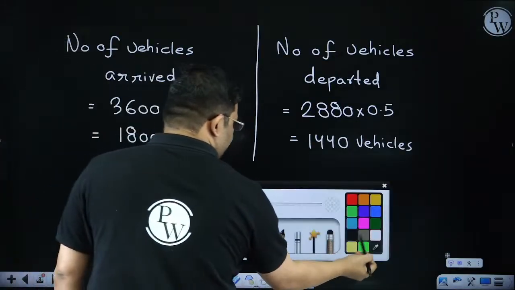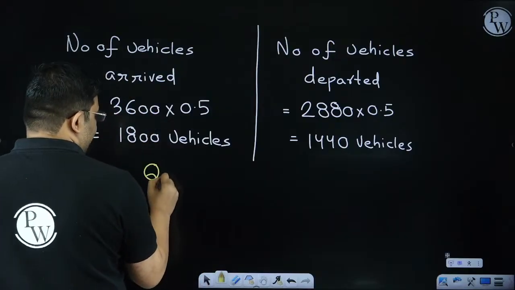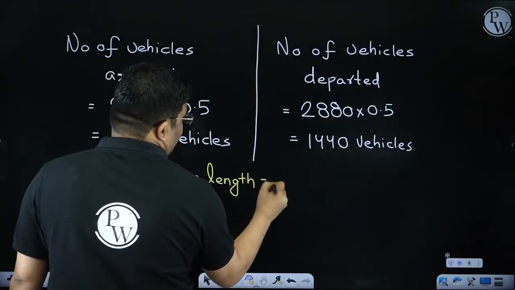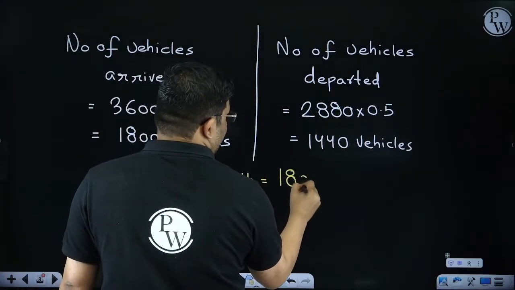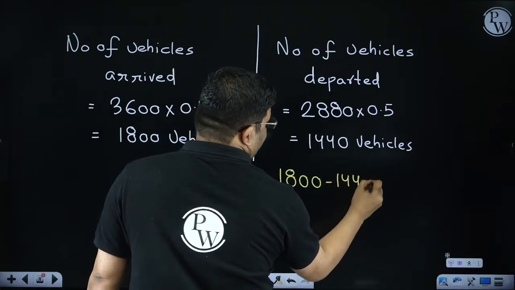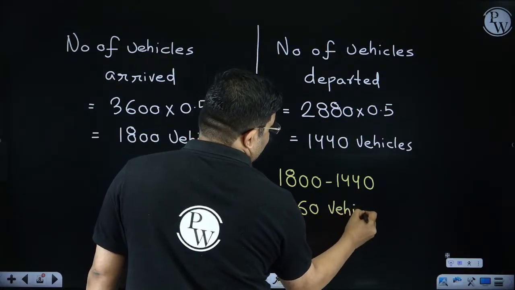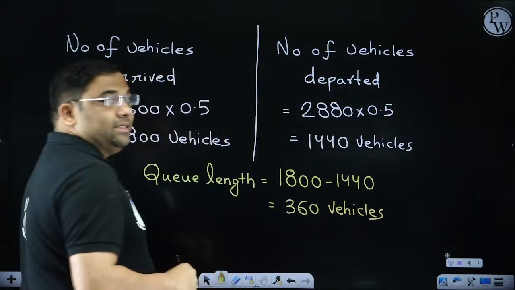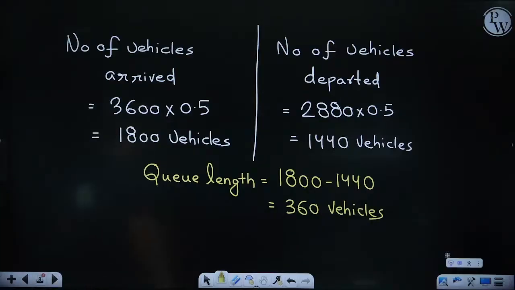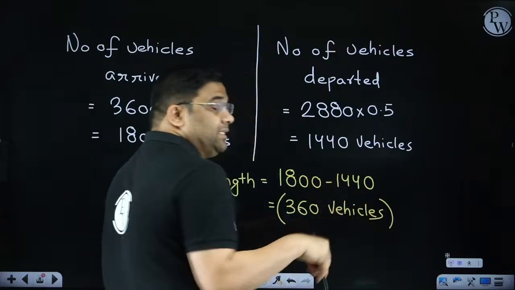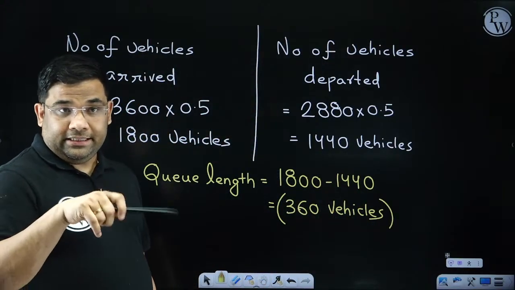Can I find out the queue length now? What will be the queue length? It will be equal to 1800 minus 1440, that is equal to 360 vehicles. So the queue length is simply the number of vehicles arrived minus the number of vehicles departed, which is 360 vehicles.